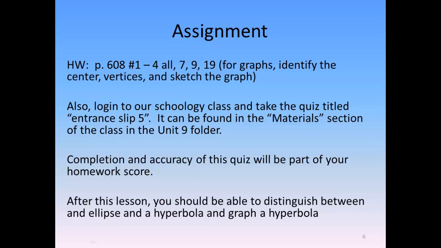And two things you should be able to do. One, be able to distinguish between an ellipse and a hyperbola, both from the graph and from an equation. And then the second thing you should be able to do is graph a basic hyperbola.